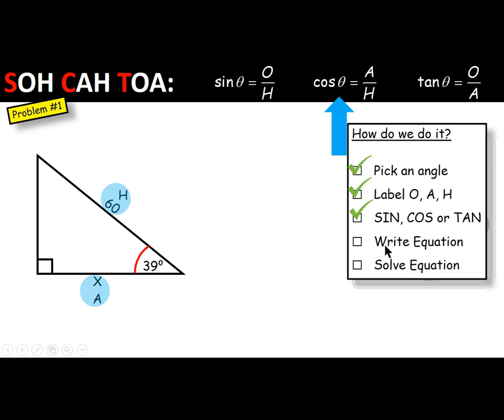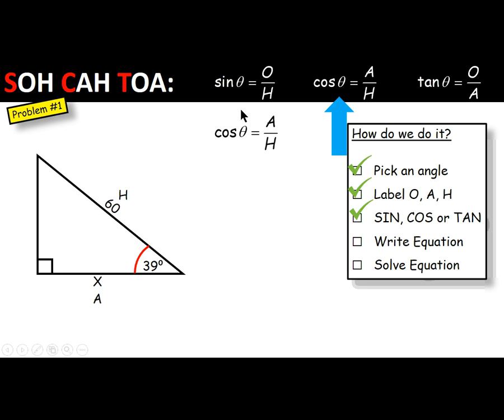Check. Next, we're going to write an equation. We're going to start by writing this equation. Cosine of theta, remember that theta symbol represents an angle, whatever the angle might be, is equal to the adjacent over hypotenuse. So cosine of theta is equal to the adjacent side over the hypotenuse. And now we're just going to start plugging the numbers from this problem in. For the theta, we put our angle. That'll become 39.